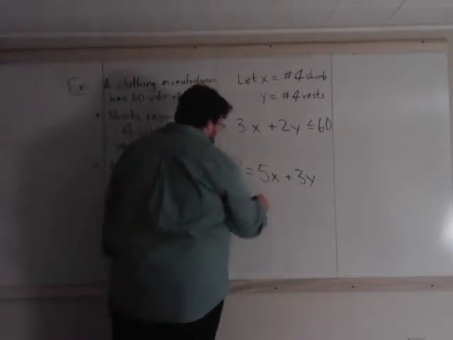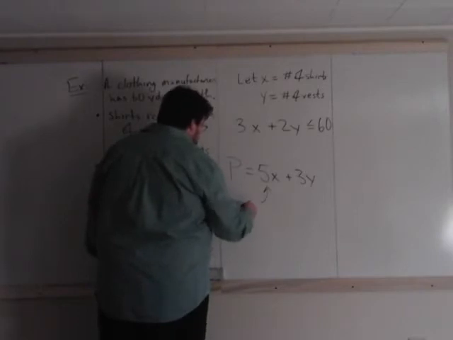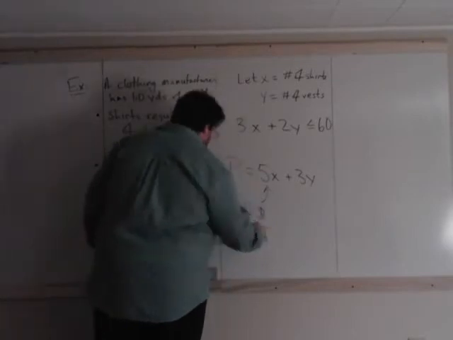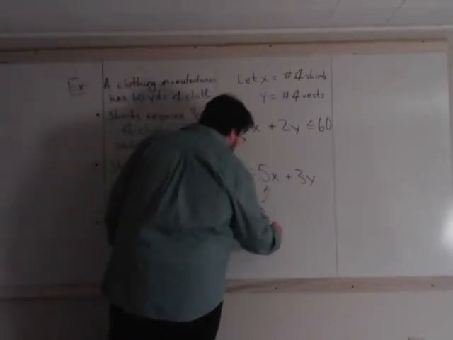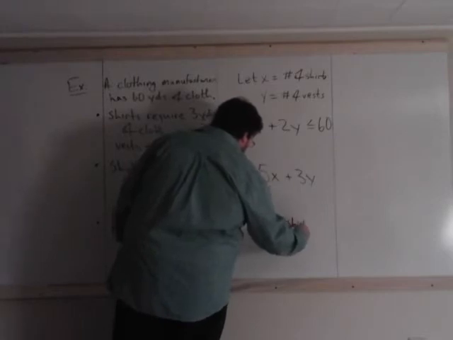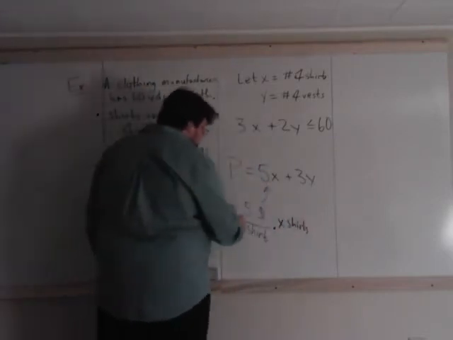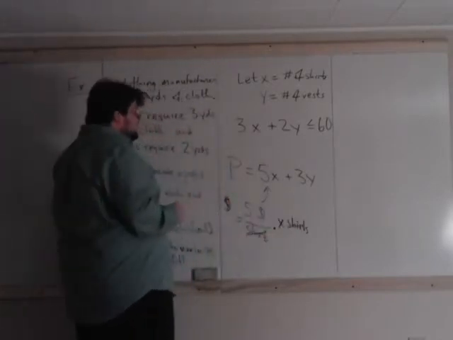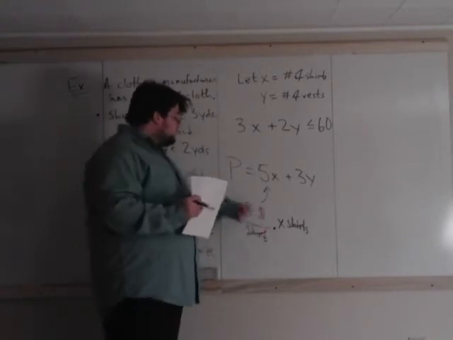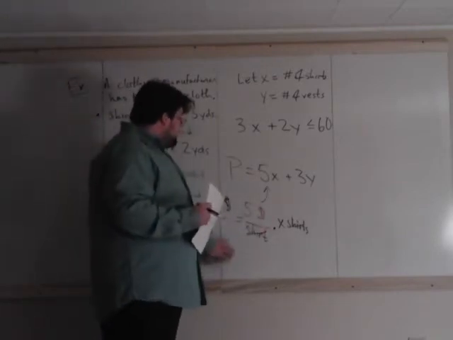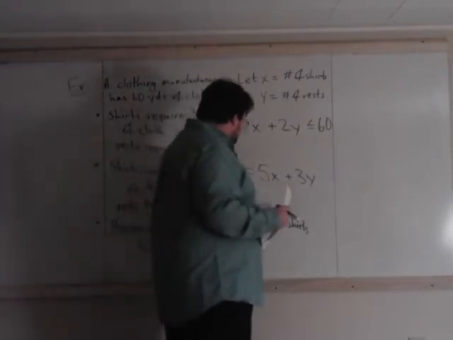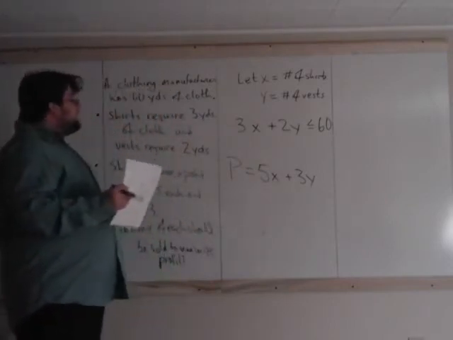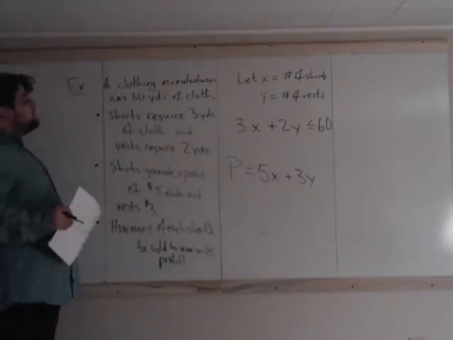Why does this work? Maybe I'll explain a little bit. Let's look at the units. It's $5 per shirt, times X shirts. So if you multiply this out, the shirt and the shirt cancel, and you're left with units of dollars. You're left with 5X dollars. So 5X is the dollars that you generate by selling X shirts, the profit from X shirts. And what about 3Y? Well, that's the same with vests. It's $3 per vest times Y vests.